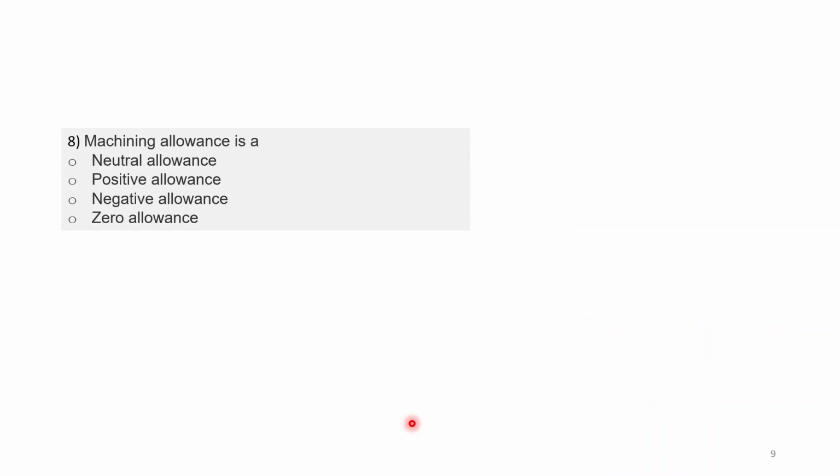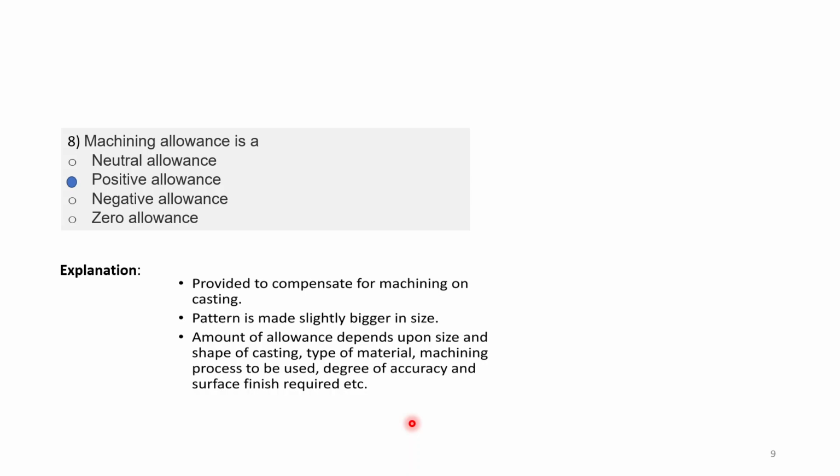Next question is, machining allowance is a neutral allowance, positive, negative, or zero allowance. The answer will be positive. When you have to add extra material in the case of a pattern, it is a positive type of allowance. For machining, you will be removing some material from your casting, so you have to make your pattern bigger compared to the casting. It is provided to compensate for machining of the casting.